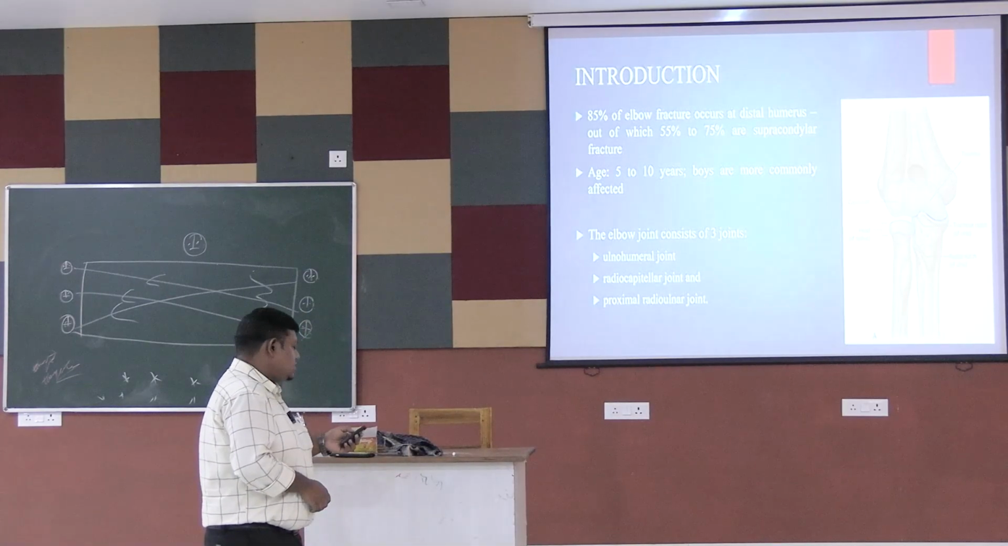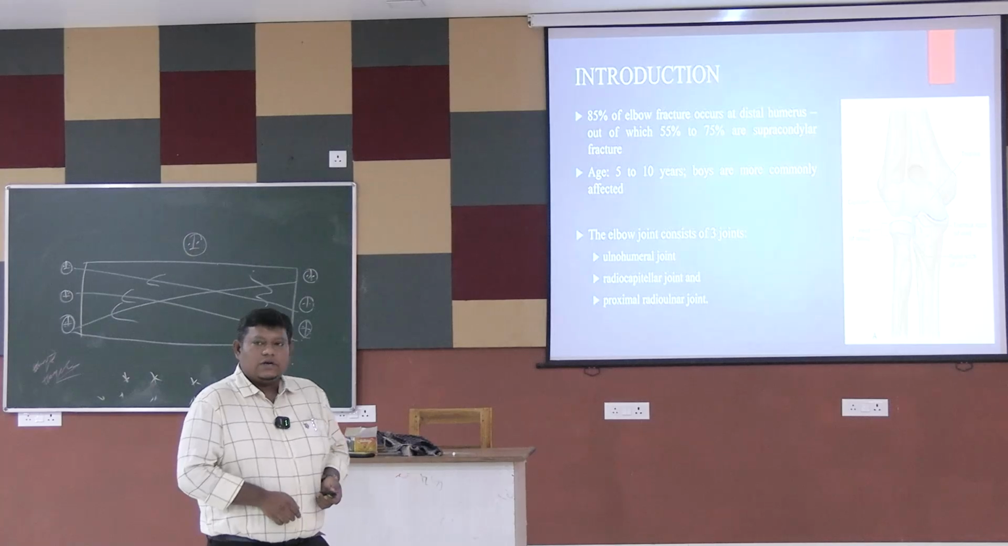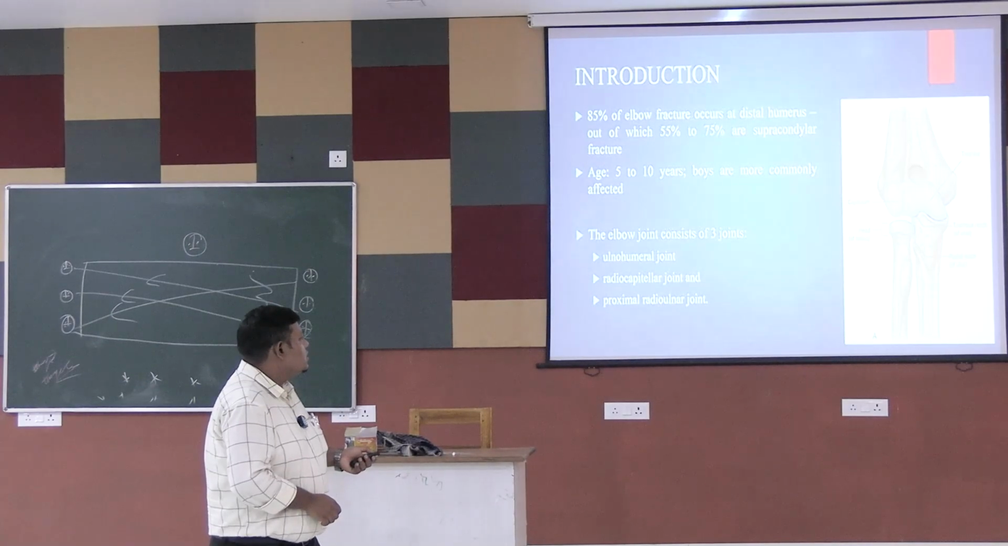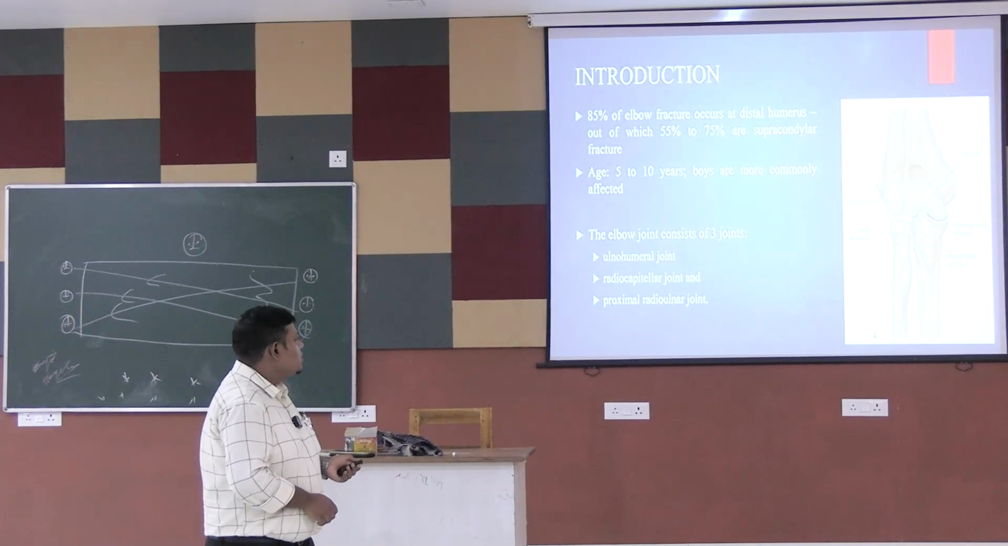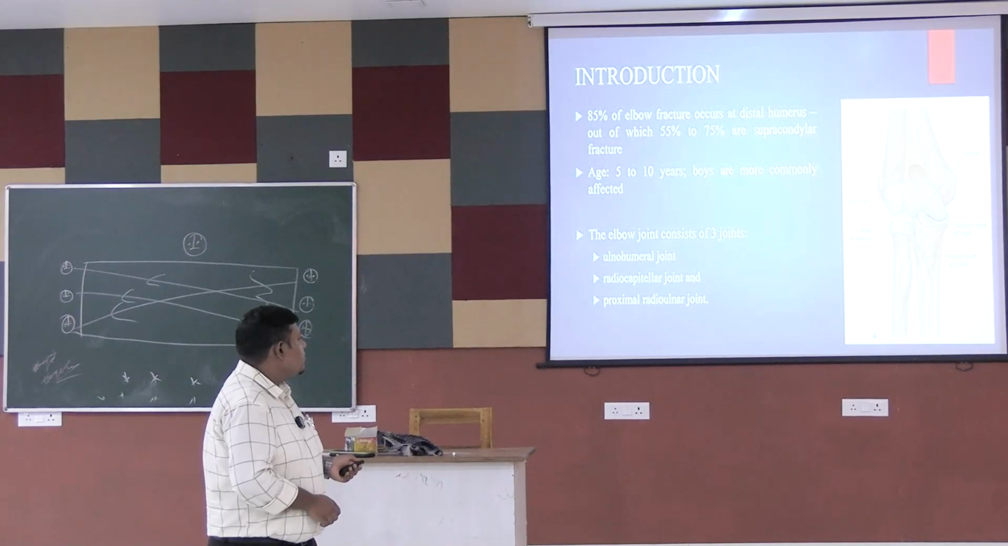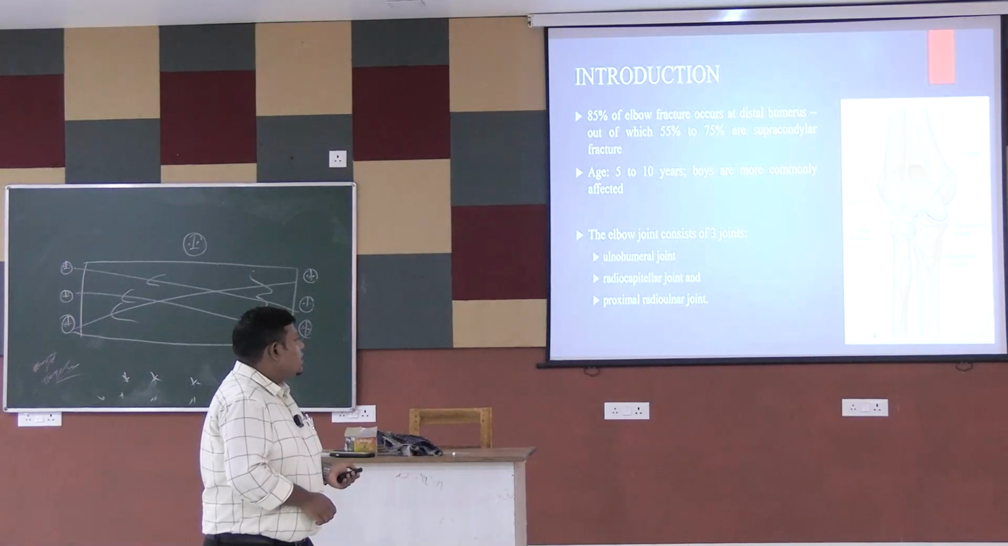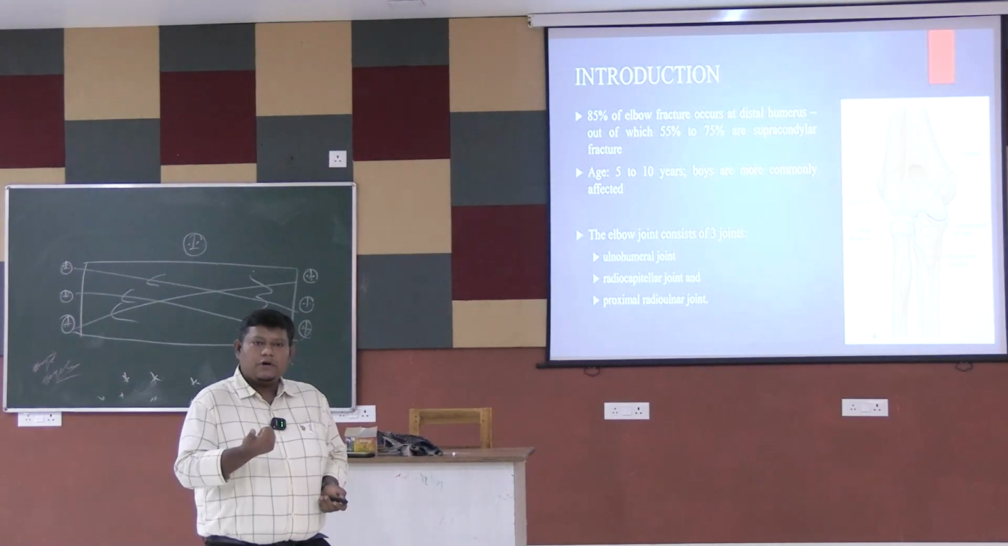So what are the joints? The elbow has 3 joints. What is the ulnohumeral? This is the ulnohumeral. This is the radiocapitellar. This is the radial head. This is the capitulum. And the proximal radio-ulnar joint. Around this joint, supination and pronation occur.